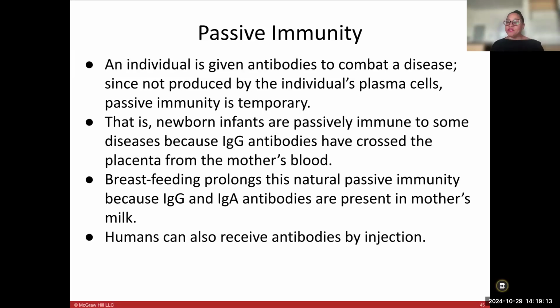Passive immunity. An individual is given antibodies to combat a disease since it is not produced by the individual's plasma cells. Passive immunity is temporary. Newborn infants are passively immune to some diseases because those IgG antibodies have crossed the placenta from the mother's blood into the child's blood. Breastfeeding prolongs this natural passive immunity because IgG and IgA antibodies are present in mother's breast milk. Humans can also receive antibodies by injection.